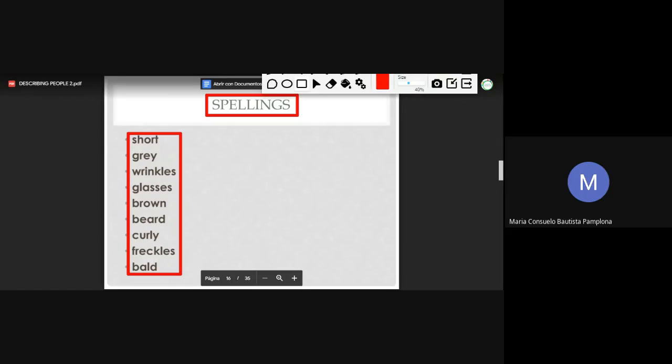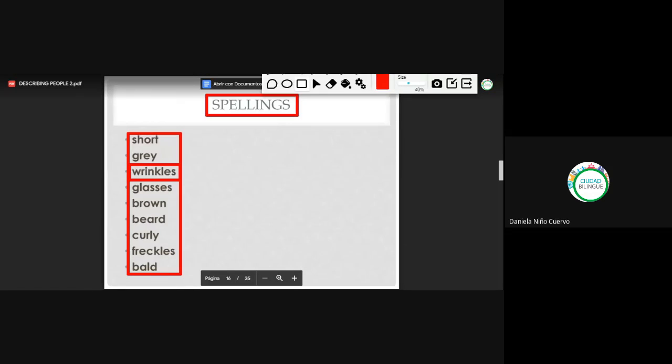Yo, teacher. Consuelo, okay, very good. Short, gray, wrinkles, glasses, brown, bear, curly, freckles, what? Yes, very good. Yes, very good pronunciation. Thank you very much, Consuelo. All right, students, remember, wrinkles, that is arrugas. Yes, it's the new word. Las otras palabritas ya las habíamos utilizado anteriormente.